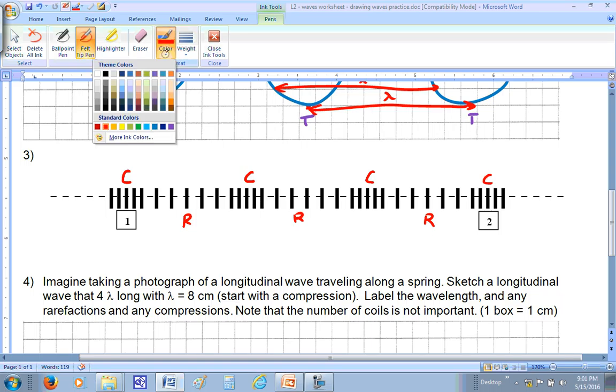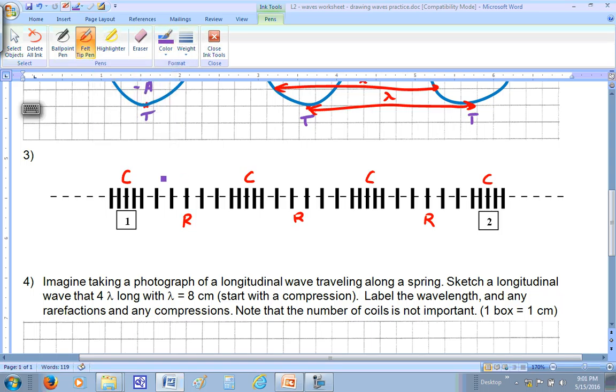And remember, when you're indicating the wavelength, you measure from the center of a compression to the next compression center. This would be my wavelength here. Or I can measure from the rarefaction to the rarefaction center. I find it's much, much easier measuring from the compression to the compression.